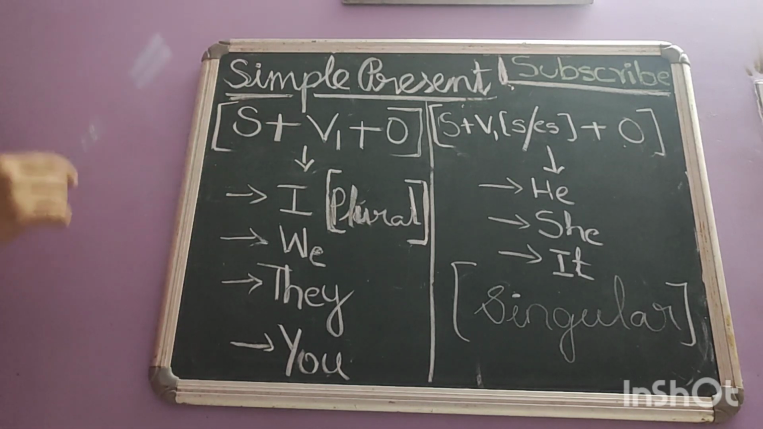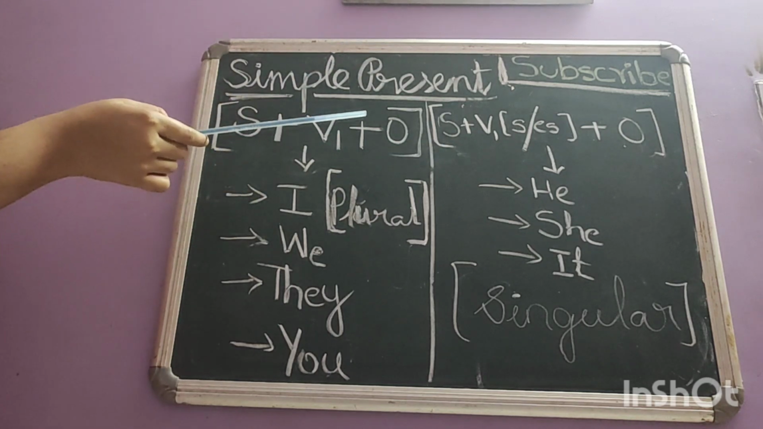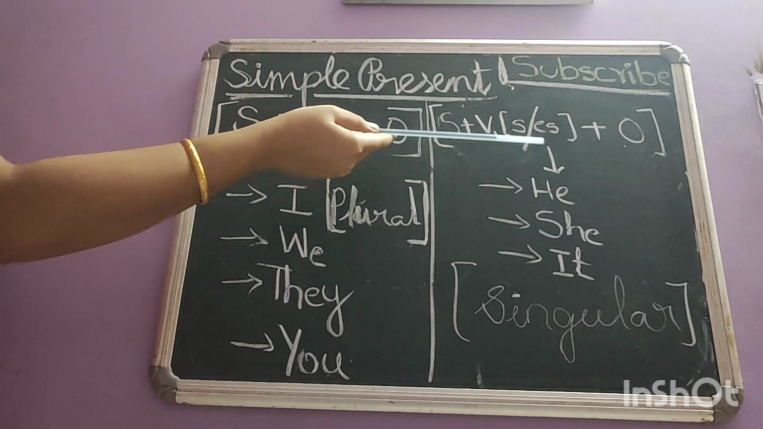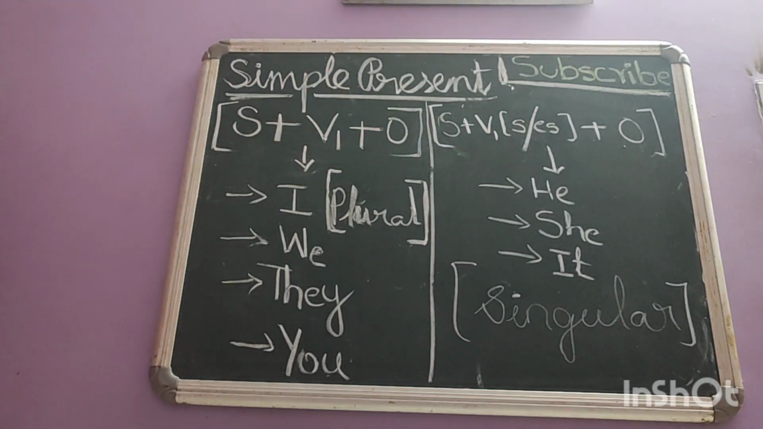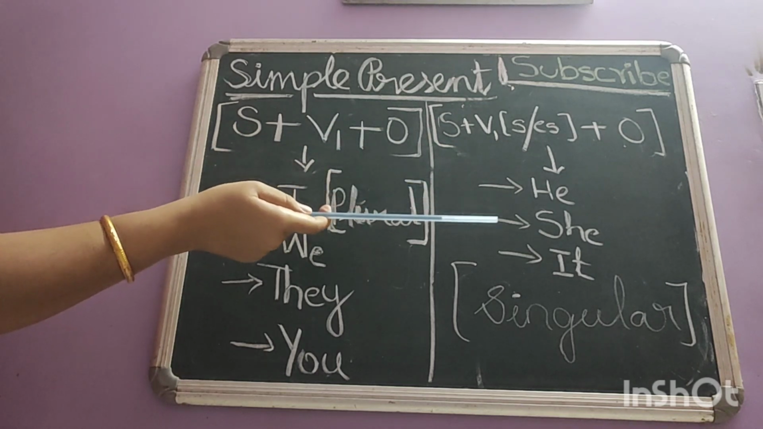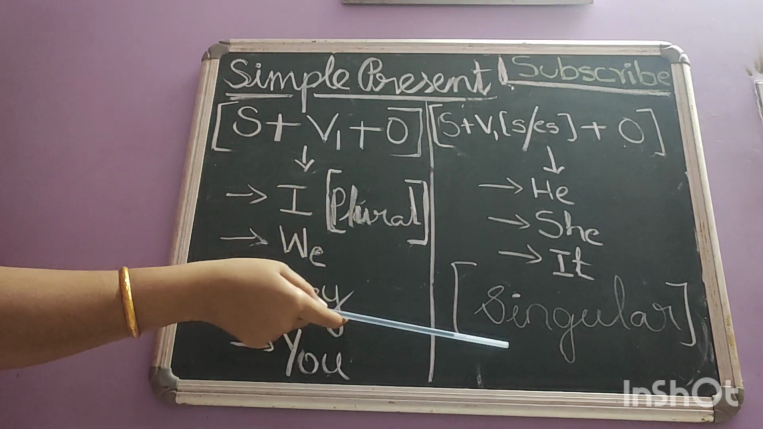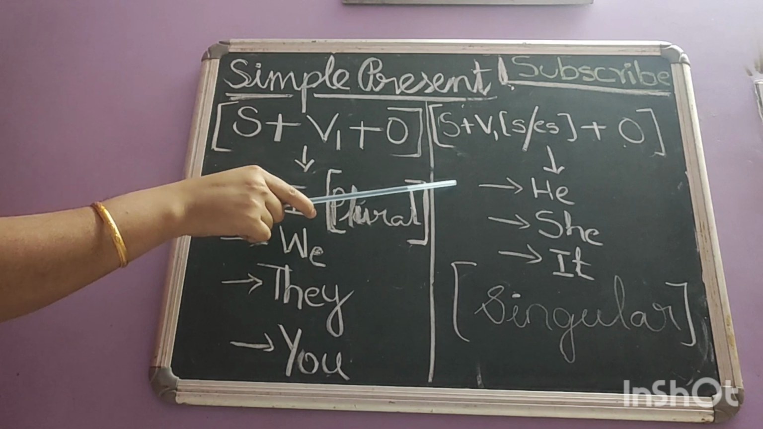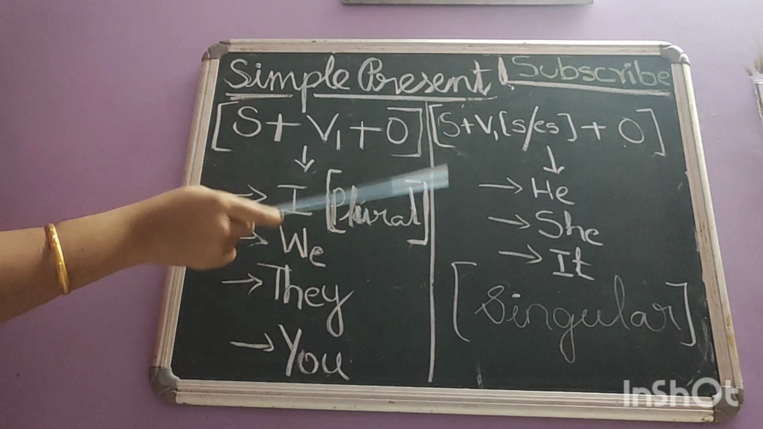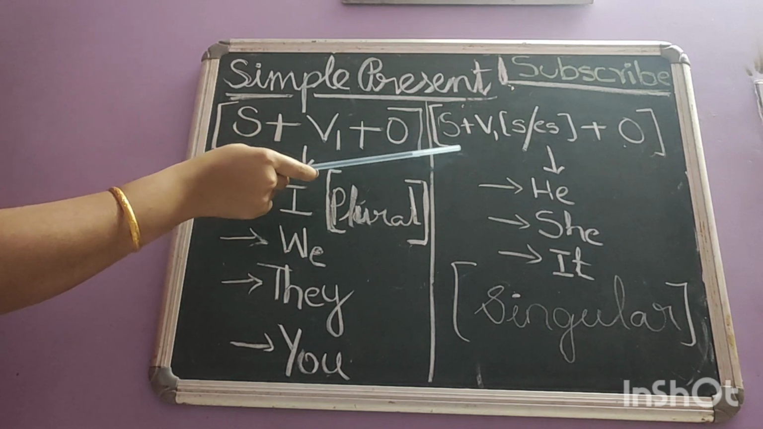Okay. And coming to the second structure, what is the second one? Subject plus V1 S/ES plus object. So we use this structure for he, she, it and for singular. When we are starting the sentence with any of these, he, she or it, anyone, we have to use this structure only.